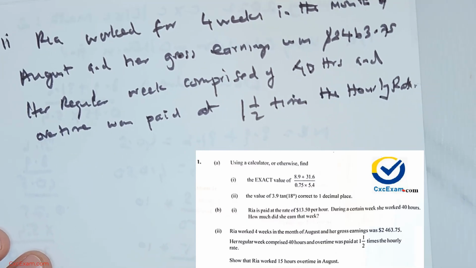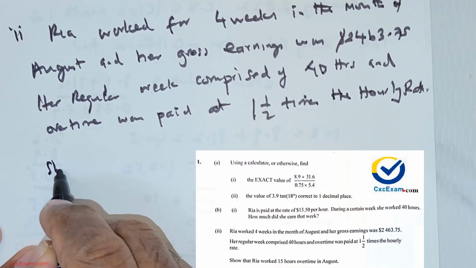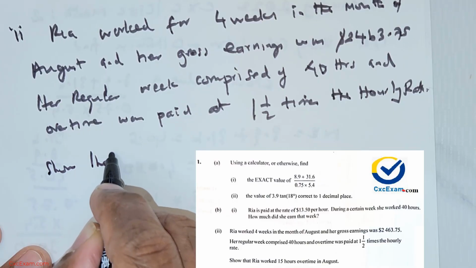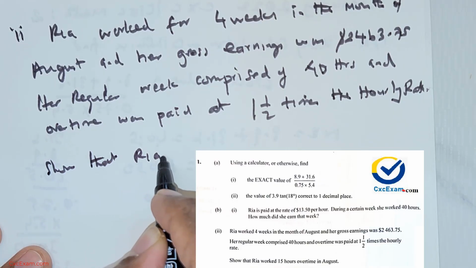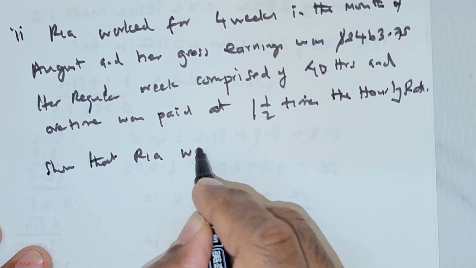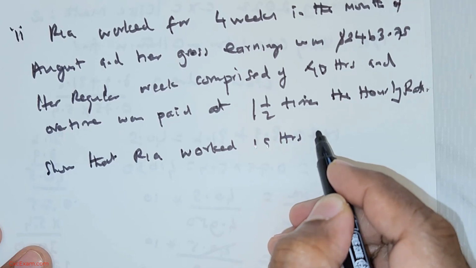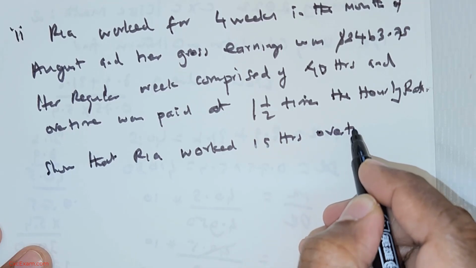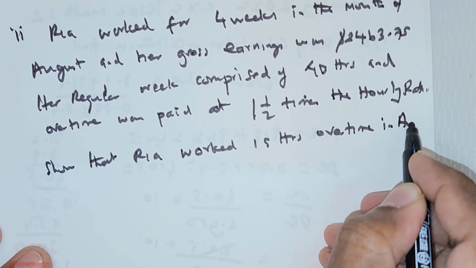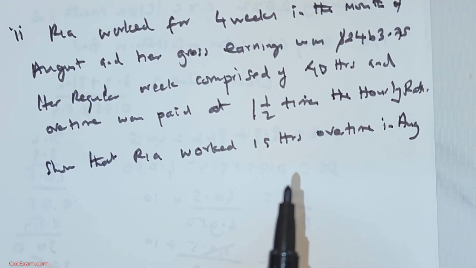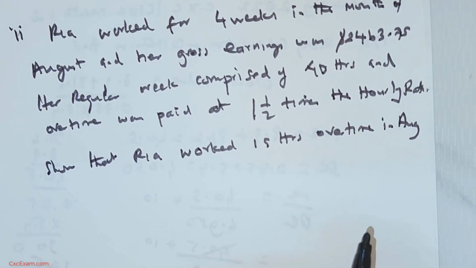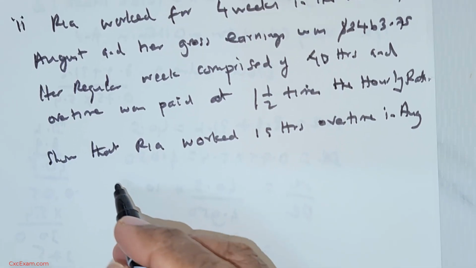Okay, so this is a question. Show that Ria worked 15 hours overtime in August. Okay, so this is what we are expected to show.